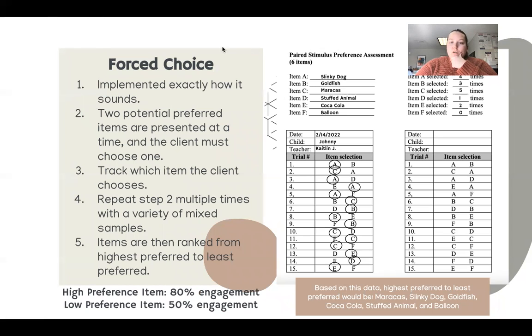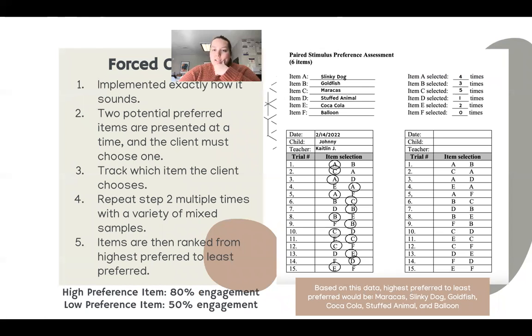So going over to our pretend data sheet over here, we have items A through F. So that's how many? A, B, C, D, E, F, 6. I think I could count. 6 different items that we're going to be using for this preference assessment. So we have a slinky dog, goldfish, maracas, we have a stuffed animal, Coca-Cola, and a balloon. And all of those items are associated with the letter.